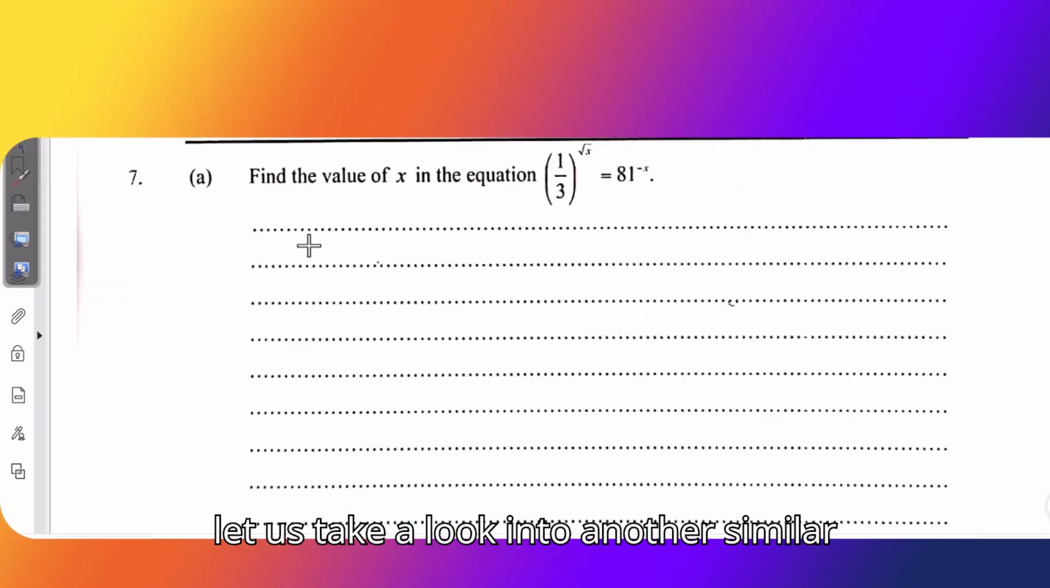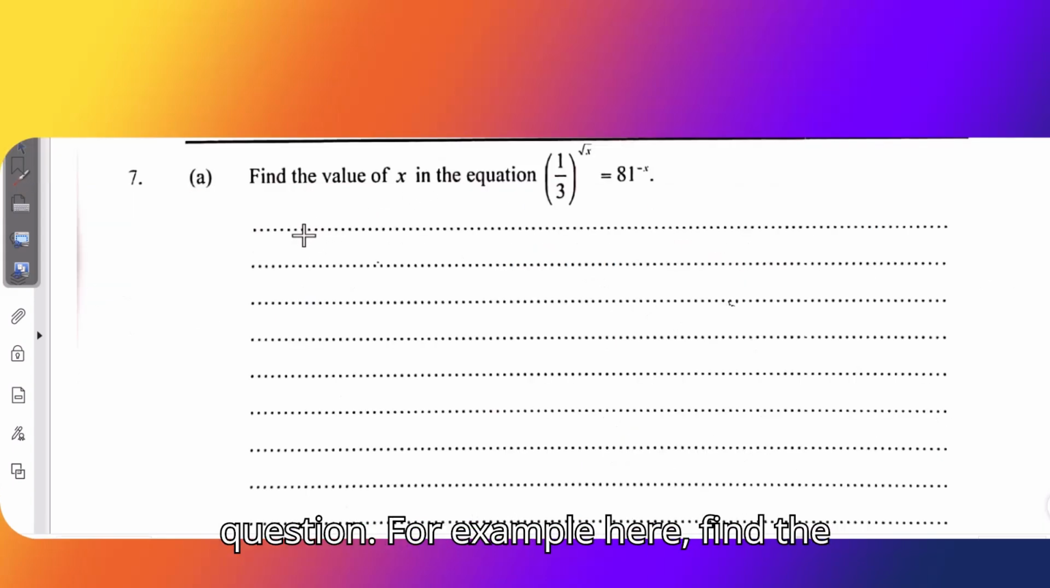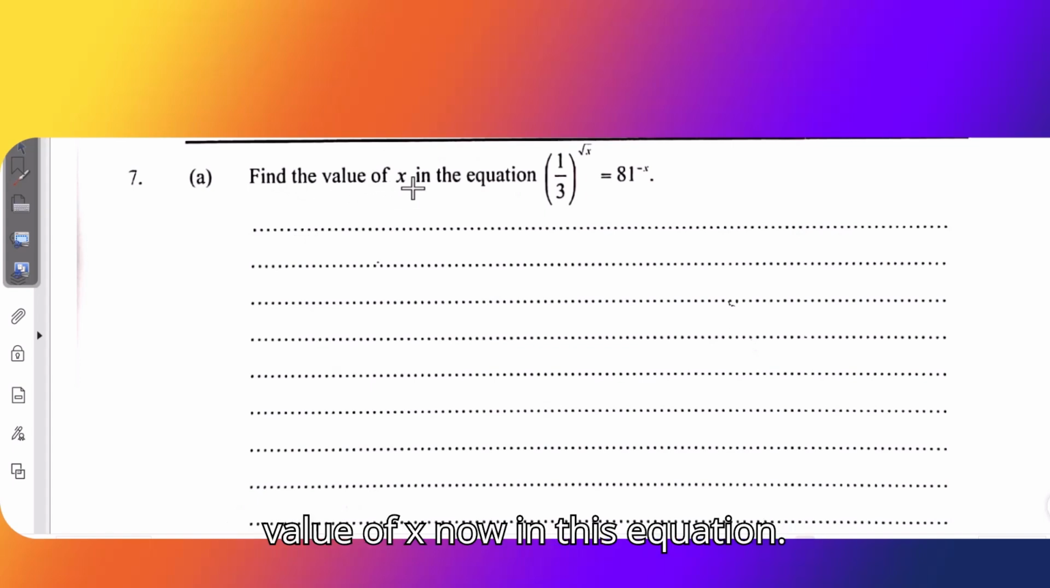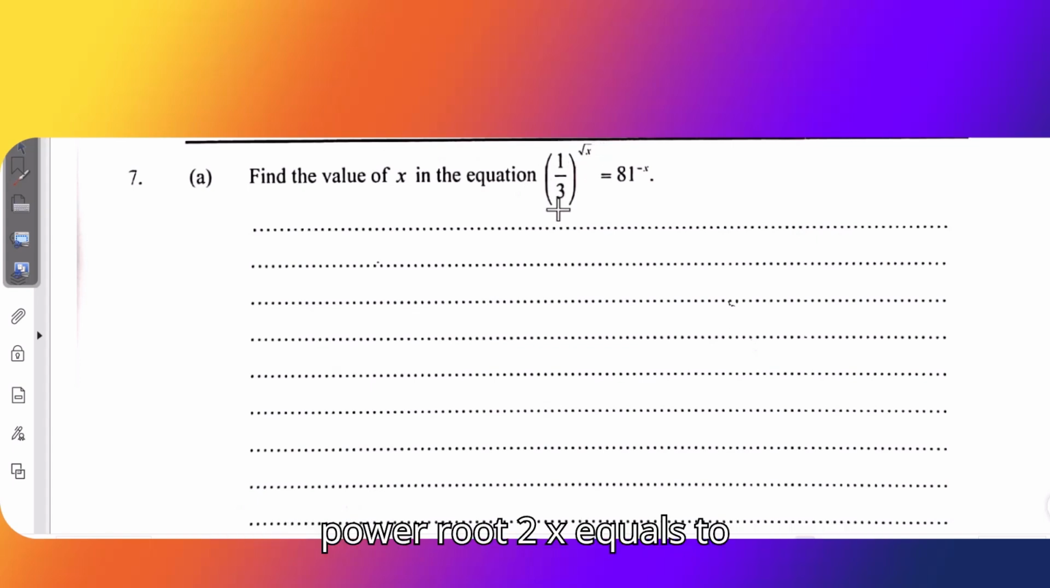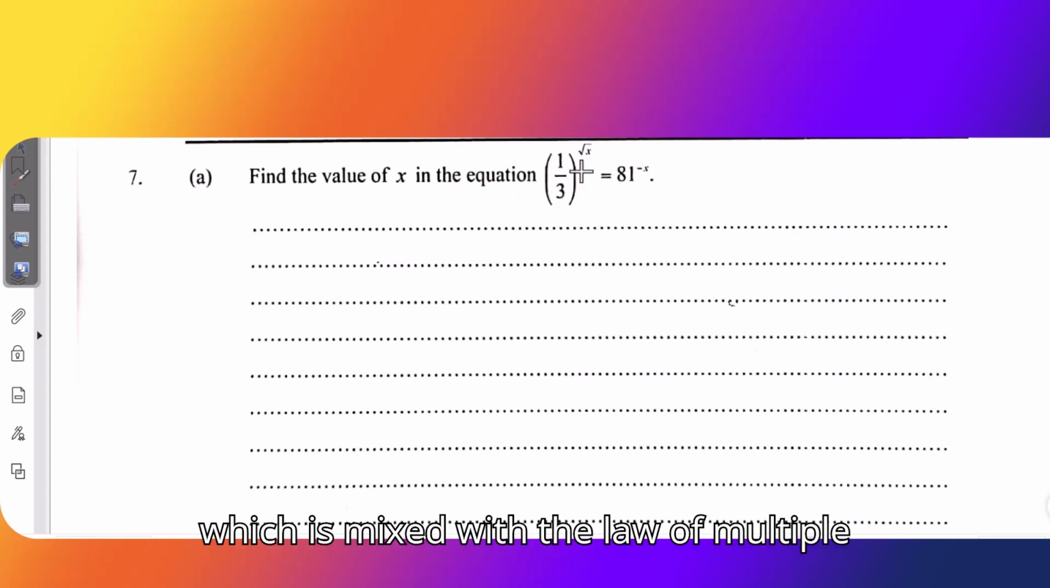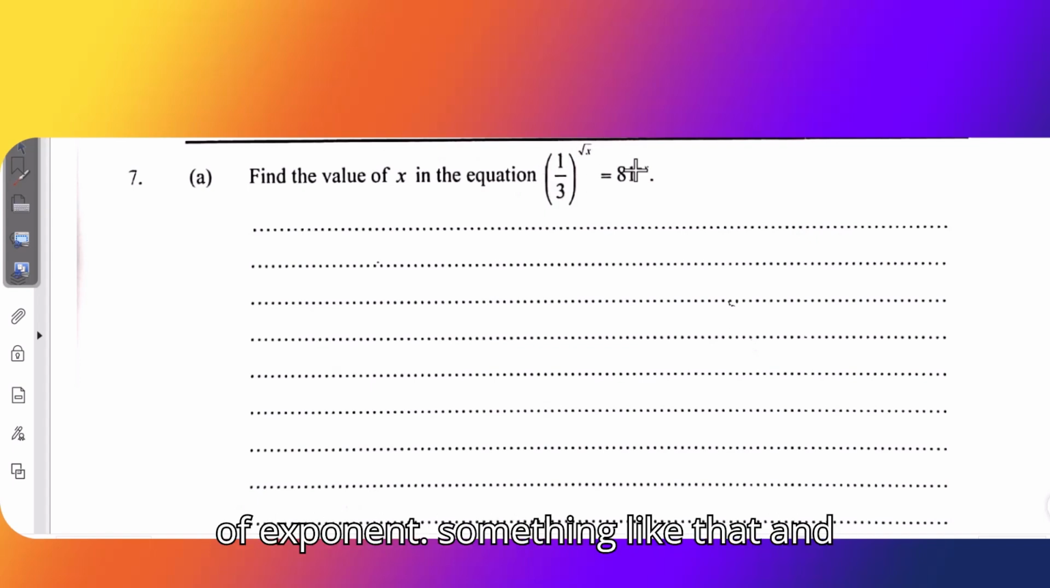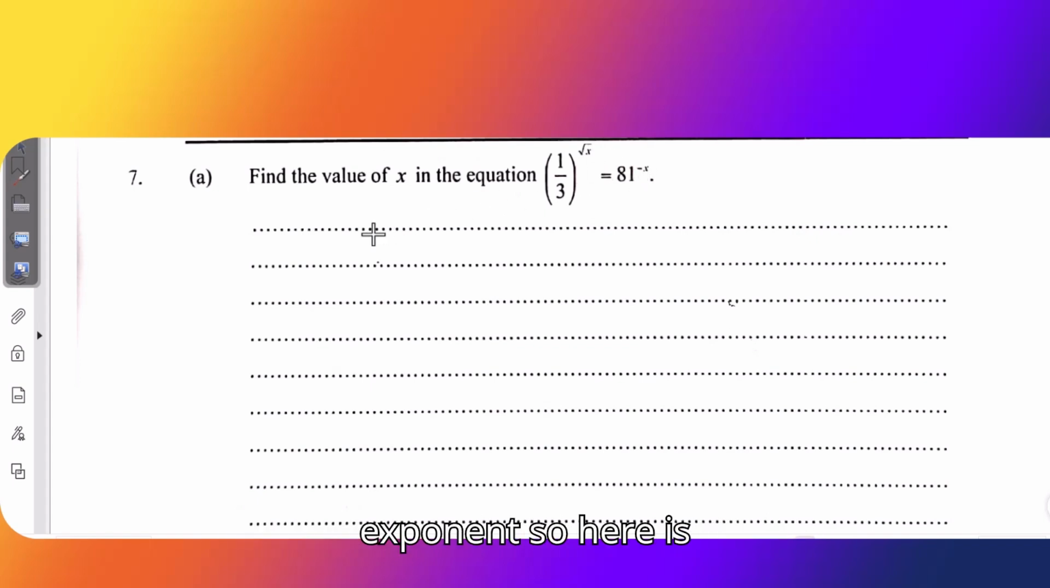Okay, let us take a look into another similar question. For example, find the value of x in this equation. Here we can see that we have 1 over 3 power root x equals to 81 power minus x. We can see that this is the law of fraction exponent, mixed with the law of multiple of exponent, and the same goes to the law of negative exponent.